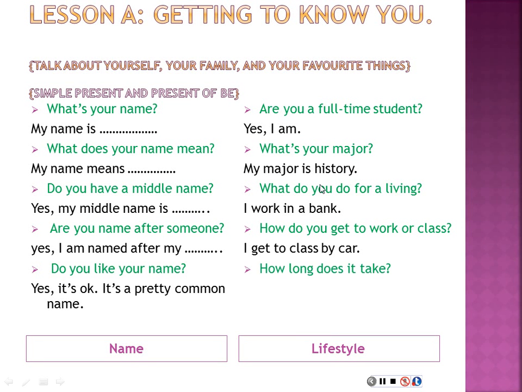How long does it take? This question is related to the previous question. So this question, how long does it take? كم يستغرق ذلك من الوقت? Take, it means time. How long time? So how long does it take? كم يستغرق ذلك من الوقت? How long does it take?